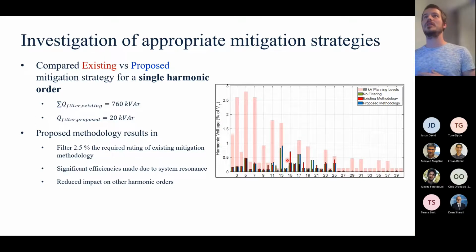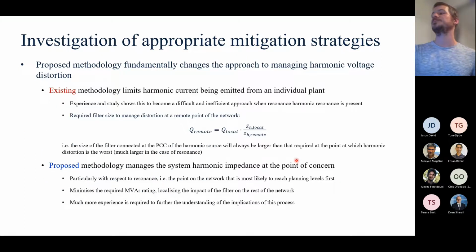impact the capability of not just the network to meet compliance, but also other generators or other customers that are emitting harmonic emissions. They design their filter for a particular network scenario. You come along, strap on your filter, and then all of a sudden the scenario is completely different. The harmonic impedance is entirely different, and you end up with planning levels being exceeded. So with the proposed methodology, the impact that it actually has on the rest of the network is minimal. It's focused. It's only dealing with what you want it to deal with.